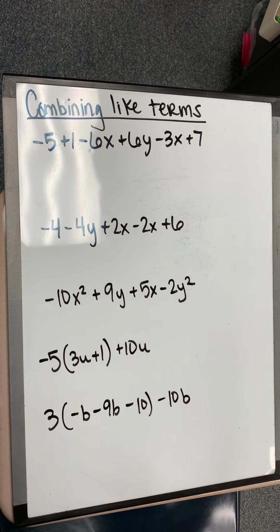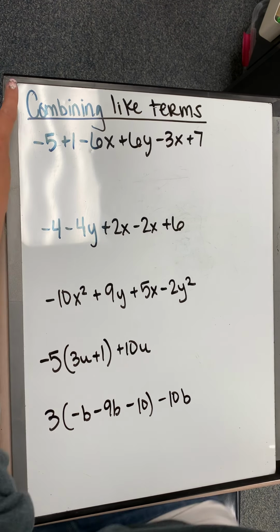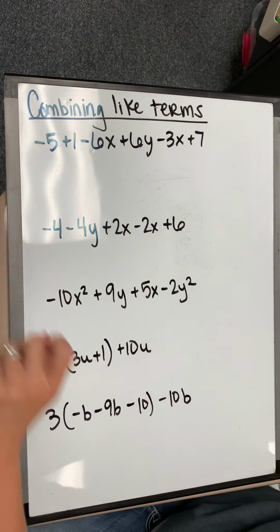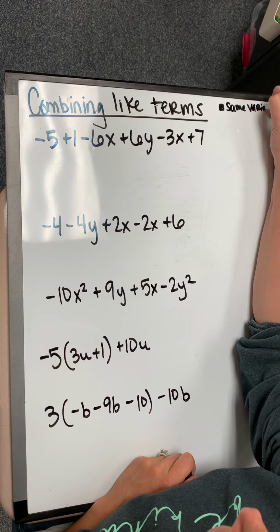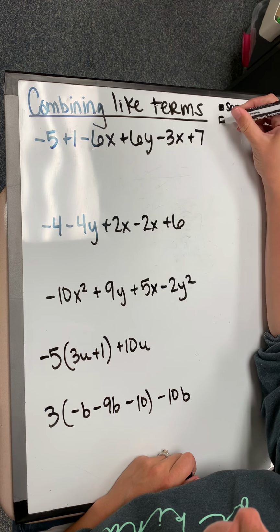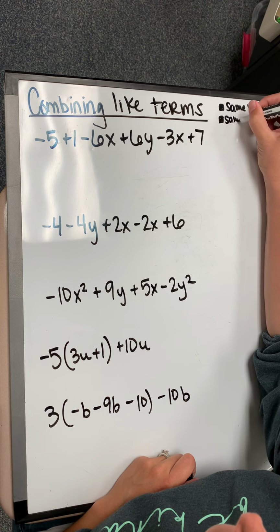Okay, in this video we are talking about combining like terms. Remember, from previous years I've told you like terms have to have the same variable and the same exponent or power. So x's cannot be combined with x squareds. All right, so let's look at the first one.